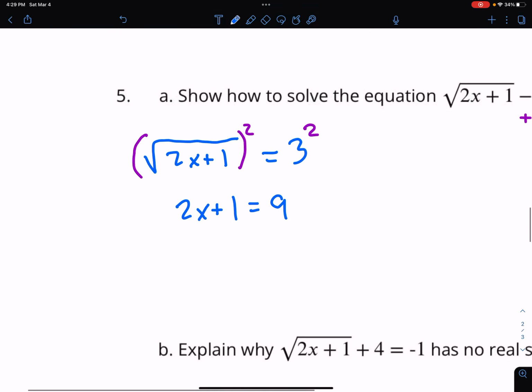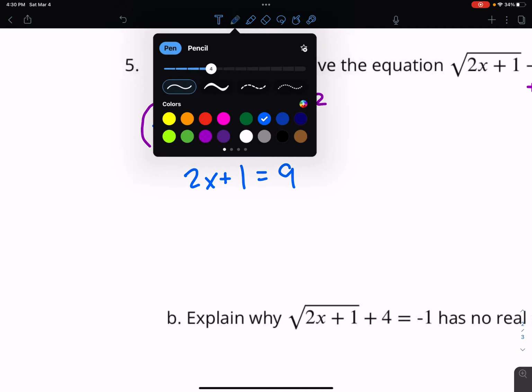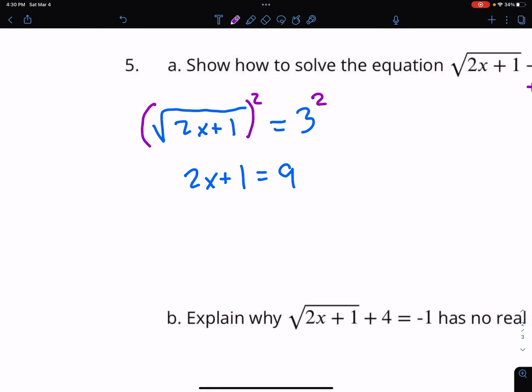Here we go. Now this is looking a little more familiar to you probably. You've seen this before. We got 2 more moves here to get x by itself. First, we're going to have to get rid of the 1. Get that 1 over there with the 9. How can we cancel out +1? We're going to do the opposite. We're going to say -1. -1 over here on the left, -1 on the right.